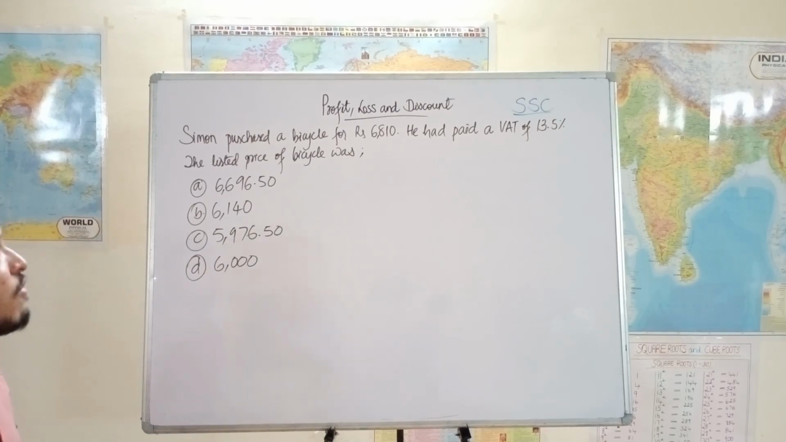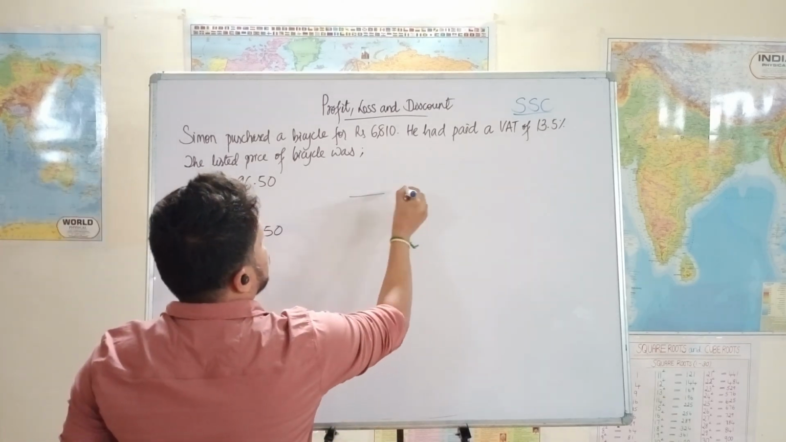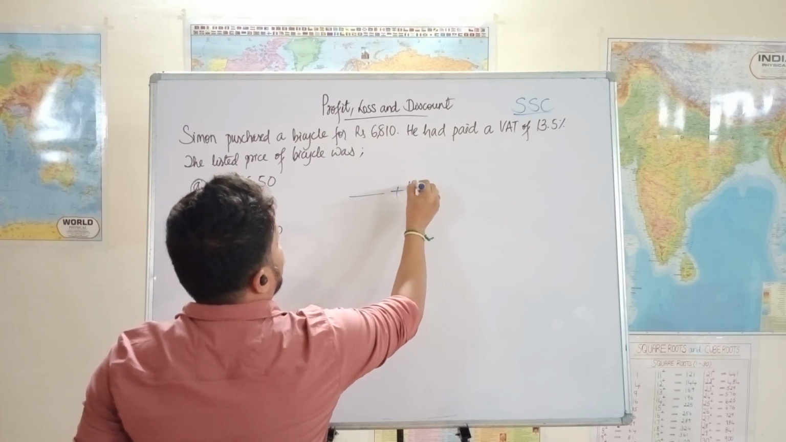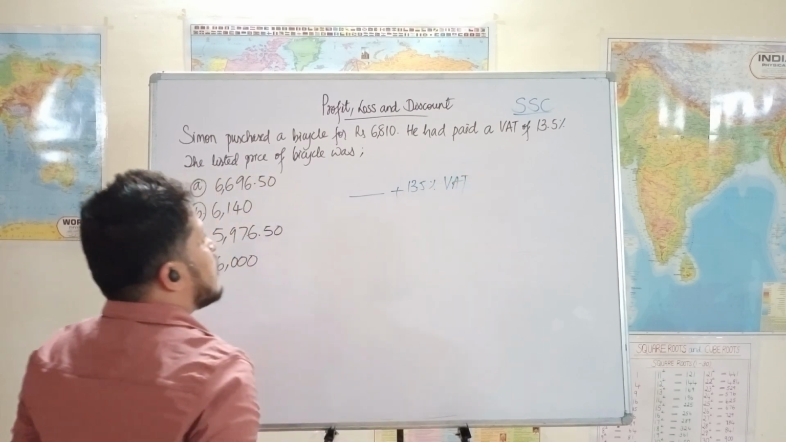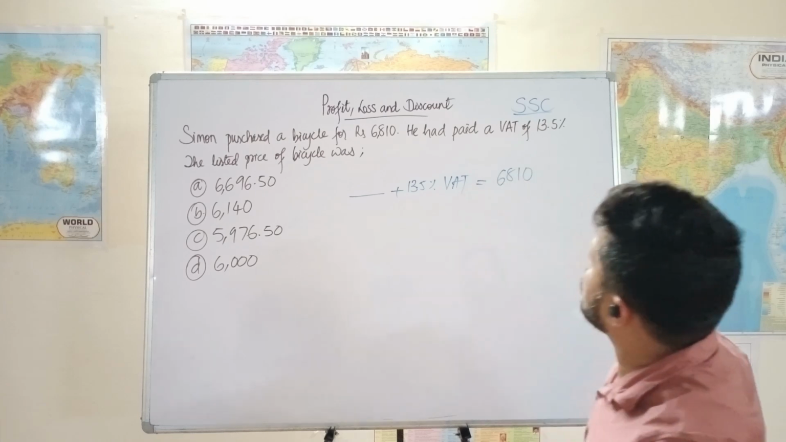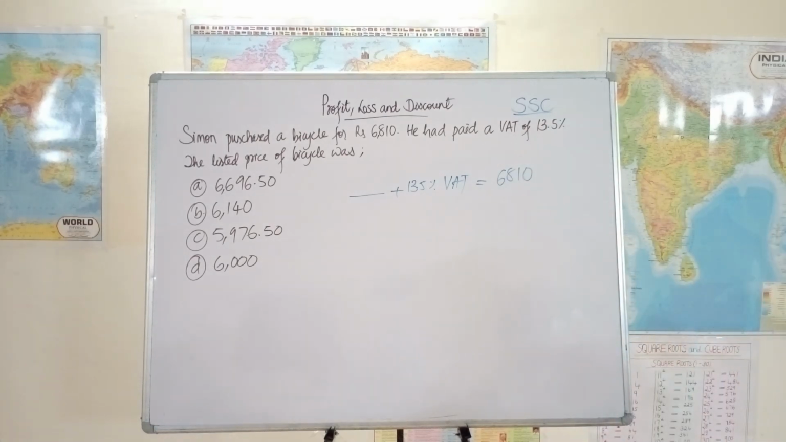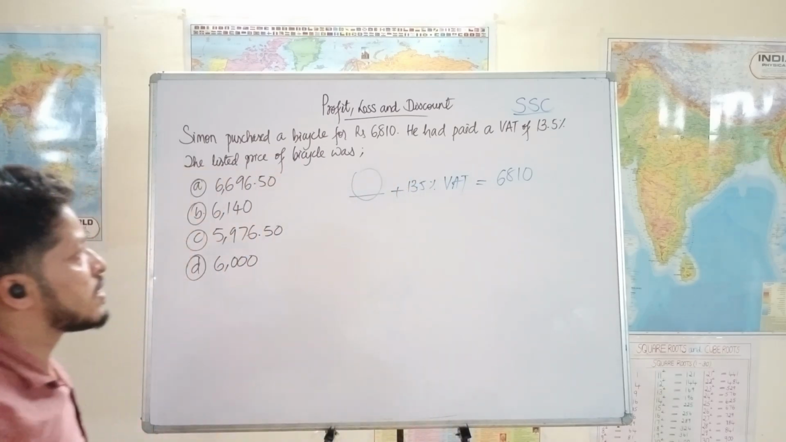Okay, we have another SSC question. Simon purchased a bicycle for 6810. He had paid a VAT of 13.5%. The listed price of bicycle was. See, there is a listed price on which he paid 13.5% VAT. Now we can call it GST or whatever. And finally he ended up paying 6810. Right? Okay. Now we need to find what is this price which was listed.